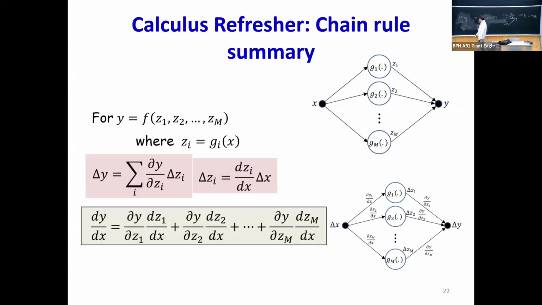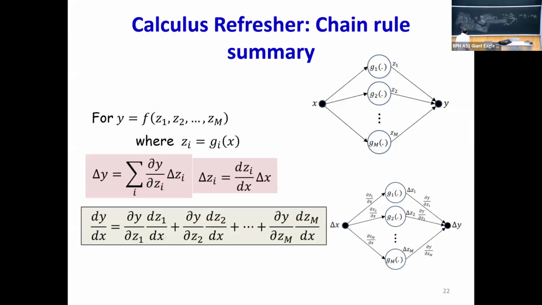And so you're going to be summing the derivative of y with respect to zi times the derivative of zi with respect to x times delta x, right? And so if I write it out like so, this is what you get, which tells you that the derivative of y with respect to x is the sum over all incoming edges of the product of the derivatives along the path from x to y, on that path, right?